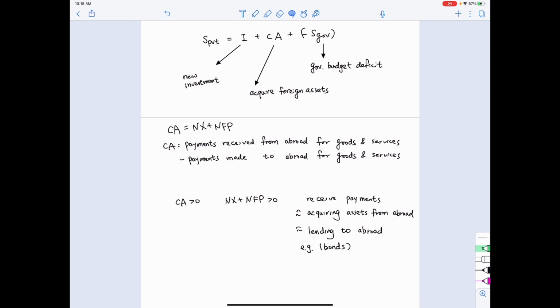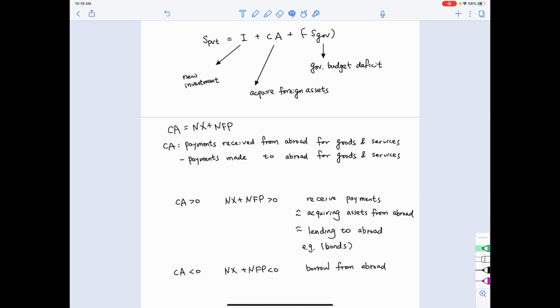So we can argue that when the current account balance is positive, it means that we receive payment. When we receive payment, it can be equivalent to acquiring an asset from abroad. If that person doesn't give you cash, they can give you a house in exchange for the goods that you produce. If that person doesn't have a house but owns a bond, then you become the owner of the bonds. When you sell the goods to that person, it's as if you are lending to abroad. Of course, if the current account balance is negative, it implies that the net export plus the net factor payment from abroad is negative. It is just the opposite of the previous case, so it implies that we are borrowing from abroad.